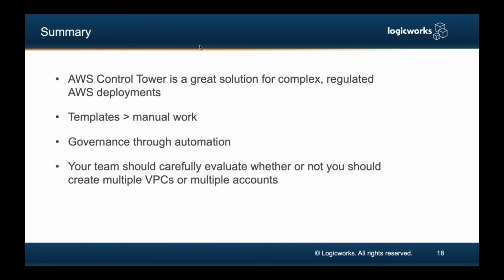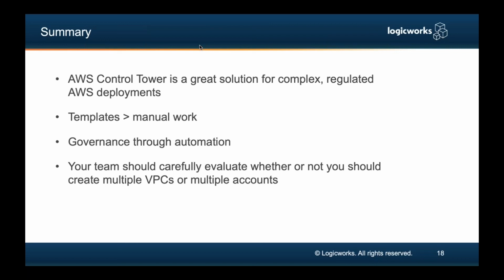So to summarize, if you're looking for a scalable, secure foundation for your AWS environment, Control Tower is your go-to. It's a great solution for complex, regulated AWS deployments. We want to focus on templatizing our work instead of manually deploying things. That's going to allow us to create governance through our automation. Control Tower comes with a prescriptive set of guardrails that you can tweak. We can deploy config conformance packs that you can check and say whether you're in or out of compliance with certain regulations and AWS well-architected standards. All of that is possible through Control Tower.